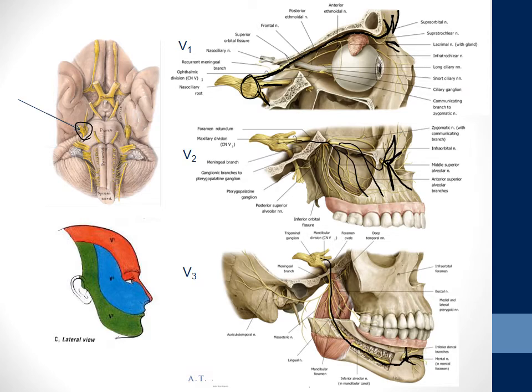So if you're going to look at general sensation to the face, the picture on the bottom left is outlining which boundaries V1, 2, and 3 each have respectively. Again, when we're talking about general sensation, I'm talking about touch, pressure, temperature, pain, sensations that you feel all over your body.